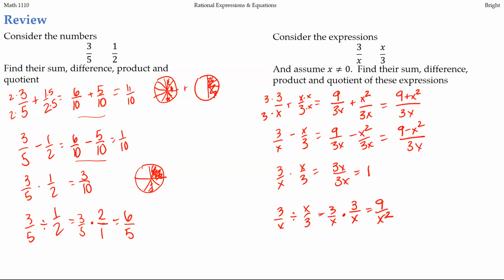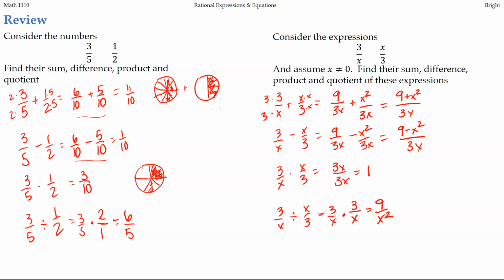With addition and subtraction, you need to get to a common denominator. In this first one, I multiply numerator and denominator in the first term by 3. In the second expression, I multiply numerator and denominator by x. And so I get 9/3x plus x squared over 3x. At this point, since I have common denominators, I just have to add the numerators. Subtraction is a similar thing. Multiplication, I can just multiply numerators and denominators as they are.